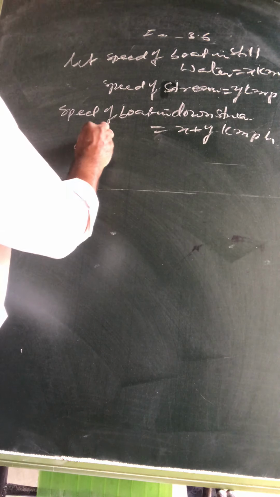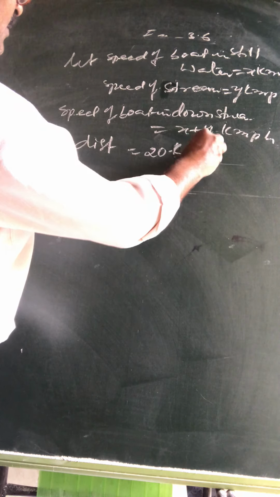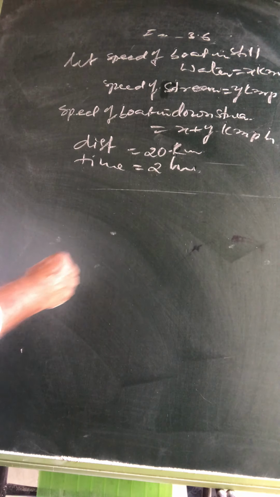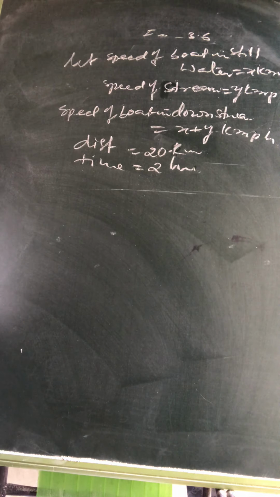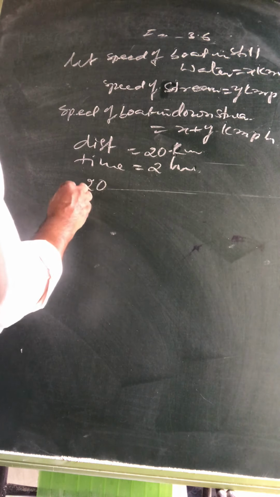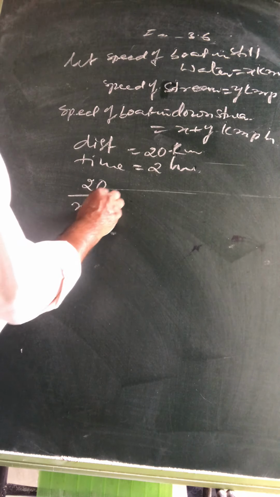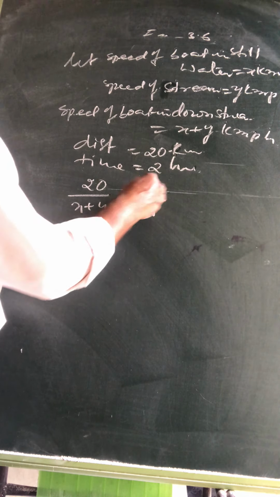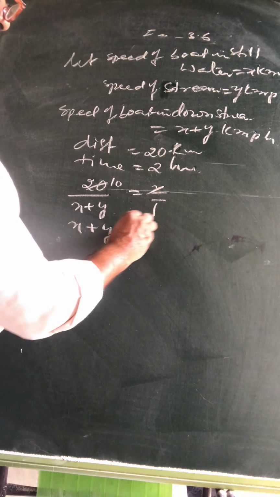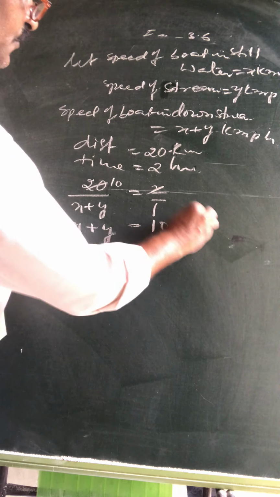Now he said downstream 20 kilometers in 2 hours. What is the distance here? 20 kilometers it is traveled, in 2 hours. As you know, time is equal to distance by speed. So 20 by x plus y is equal to 2 by 1. Do the cross multiplication: x plus y is equal to 10. It is the first equation.